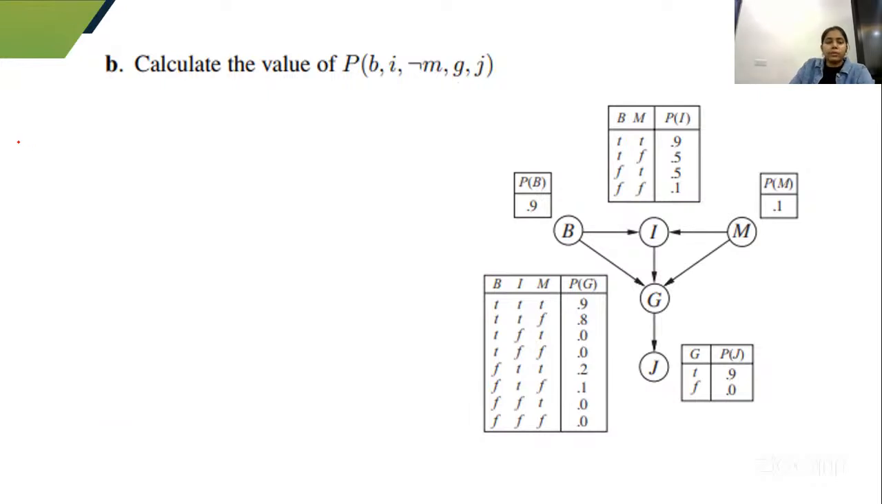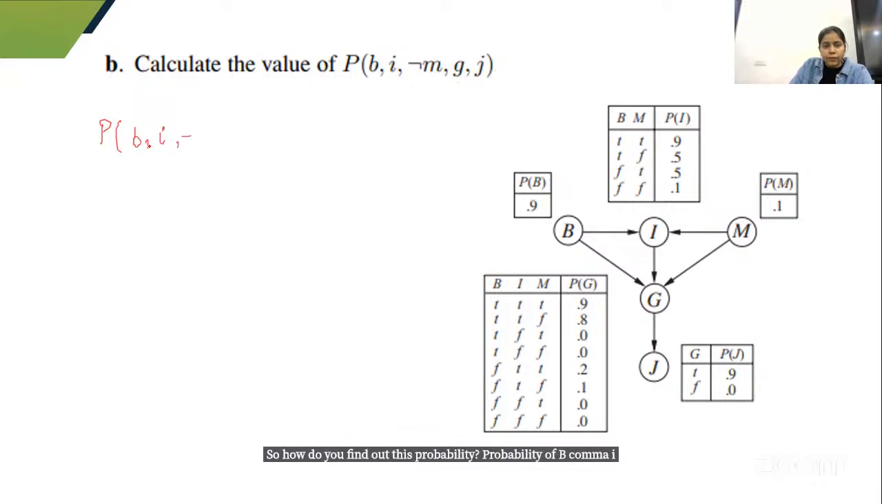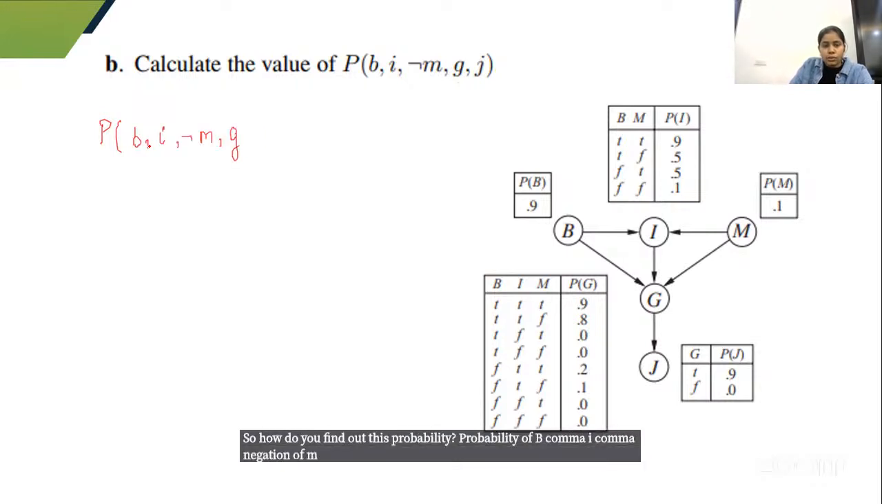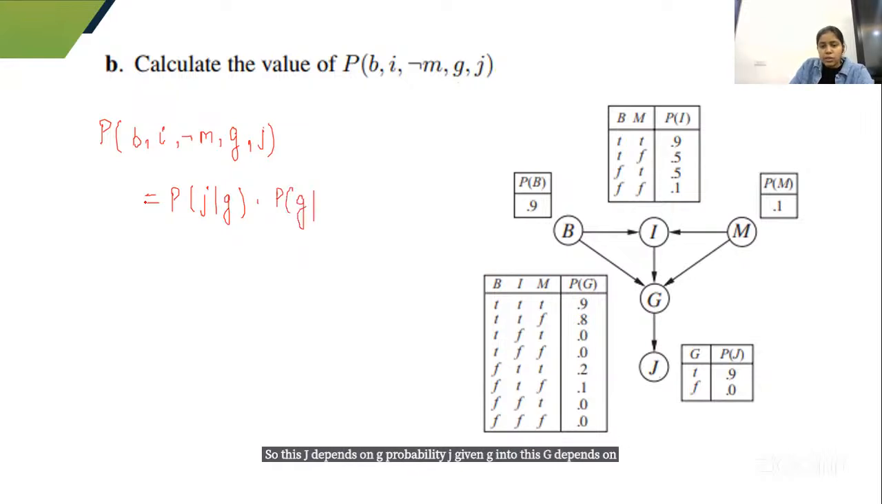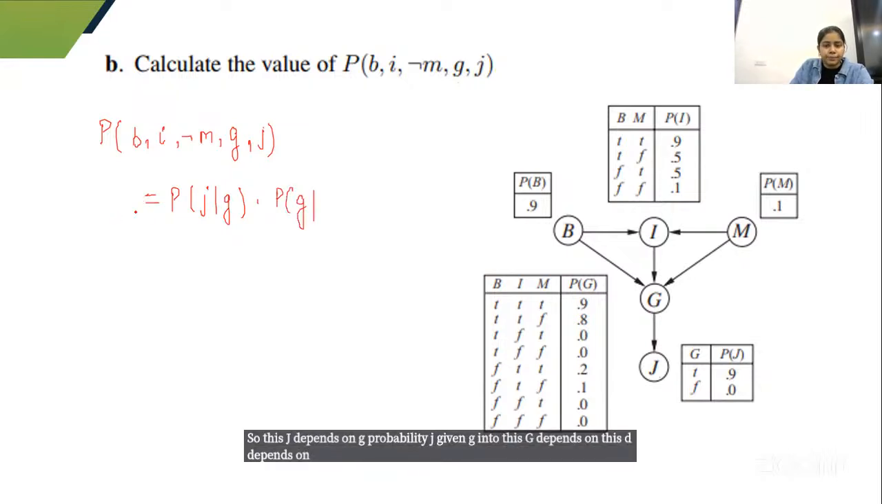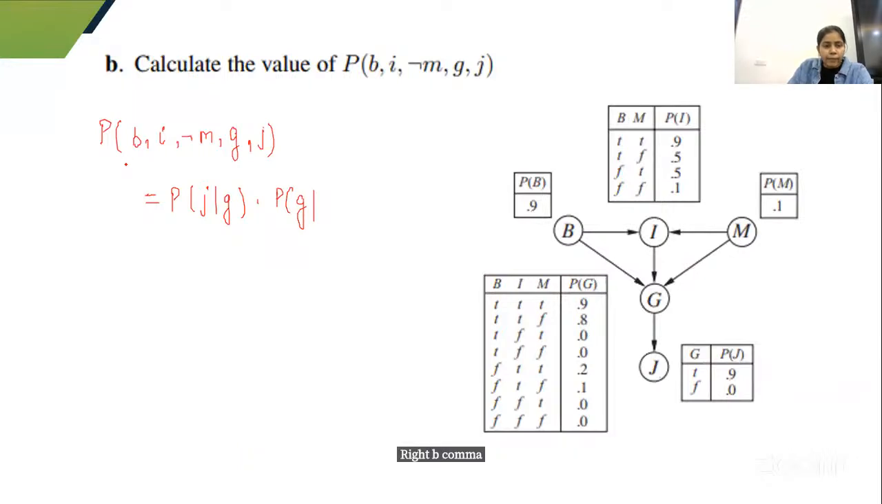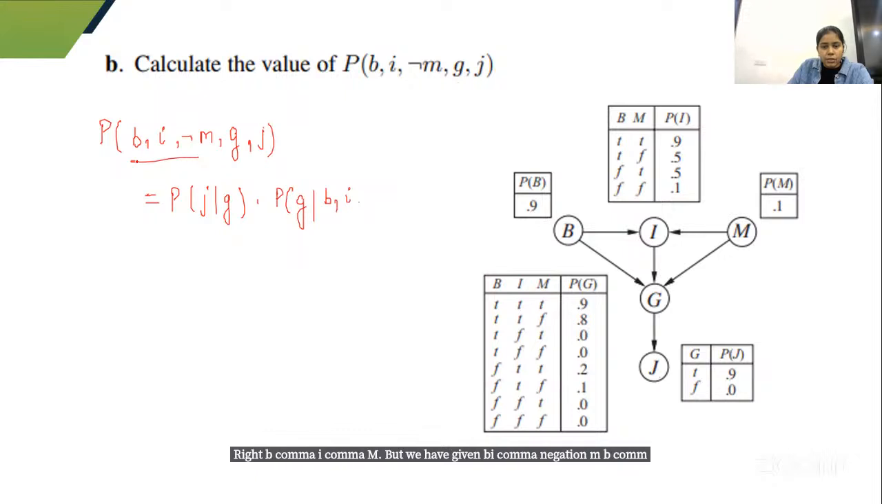So how do you find out this probability of B, comma, I, comma, negation of M, comma, G, comma, J? You would start with this J. This J depends on G: probability of J given G, times, this G depends on B, comma, I, comma, M. But we are given B, I, and negation of M, so B, comma, I, comma, negation of M.